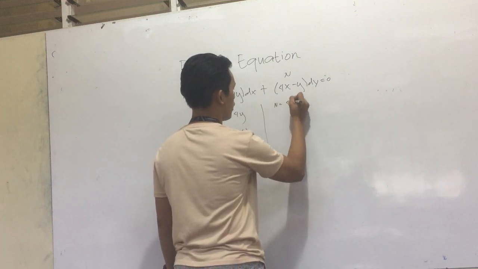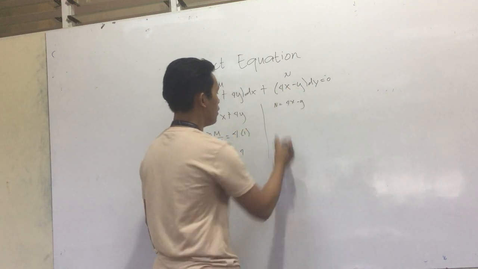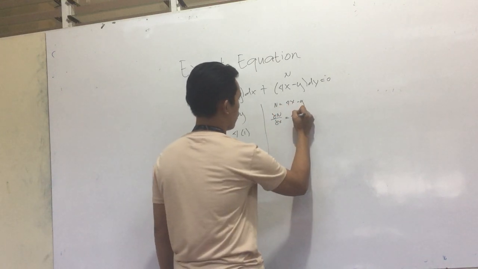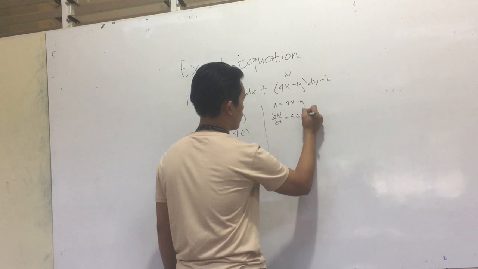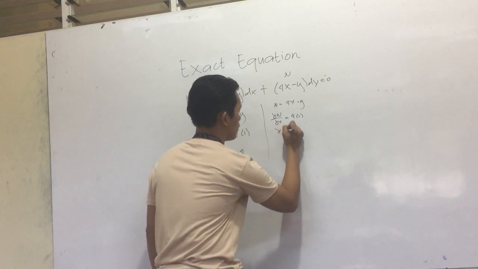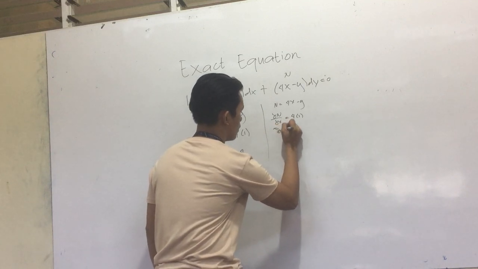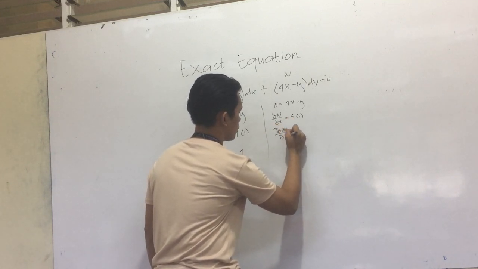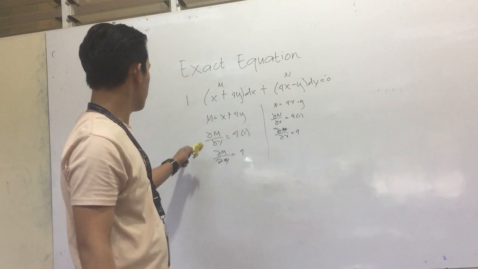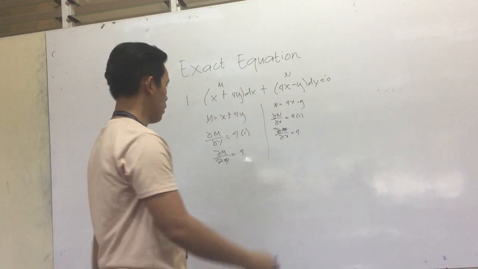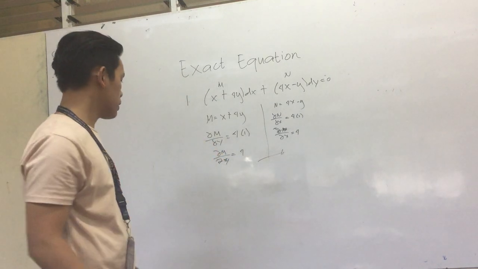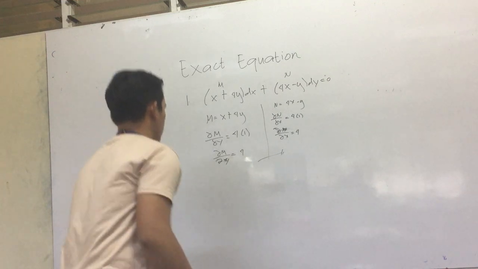Now let's proceed to the value of N. N equals 4x minus y. Then the partial derivative of N with respect to x equals 4, since x becomes 1 and y becomes 0. Then the partial derivative of N with respect to x equals 4. Now the partial derivatives of M and N are equal, so the equation is exact.